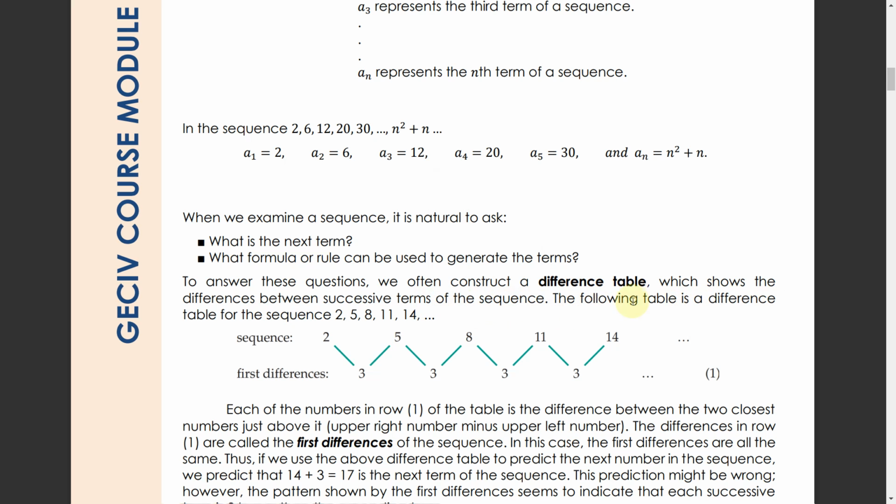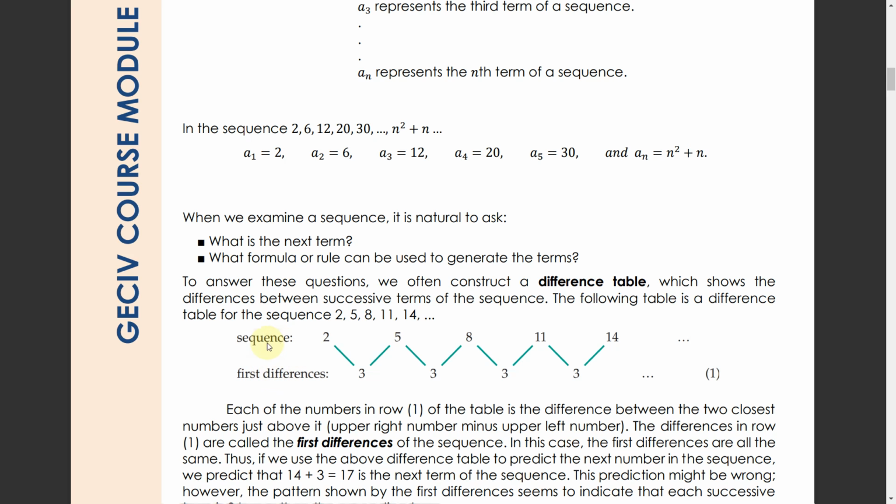The following table is a difference table of a sequence that has 2, 5, 8, 11, and 14. So you have your sequence, then you have your first differences. The difference is the result of the two numbers that you subtract.